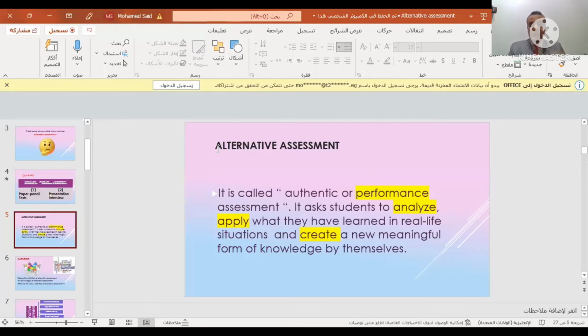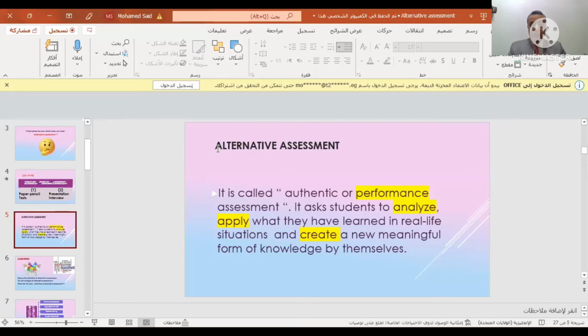Now, in this kind of assessment, the teacher is assessing the performance of the student, not just after the performance. As someone said, the paper and pencil is more cognitive, about just knowledge and language and so on. But the alternative is about the performance, the ability of the student. Yeah. Excellent. Of course, Mr.